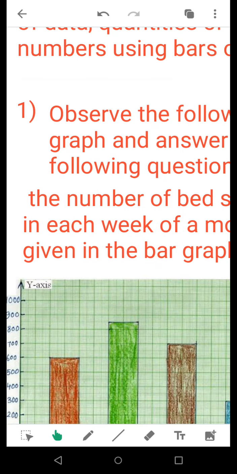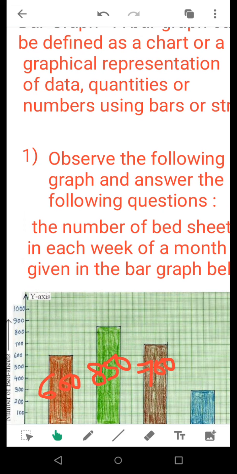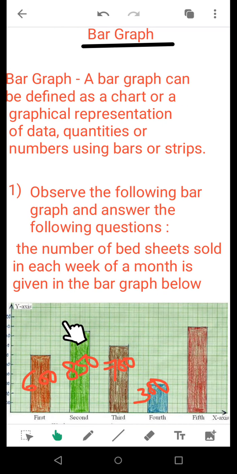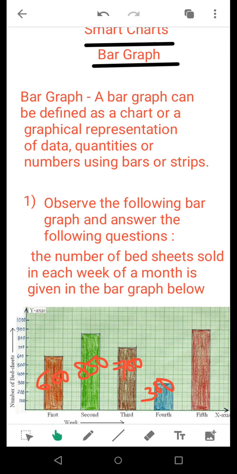Then we move a bit. The number of bed sheets sold in the third week is 700. So now I can write 600, here I write 850, and I write here 700. Now I move a bit more. If you observe from here, the number of bed sheets sold in the fourth week is 300. And the number of bed sheets sold here is 900.